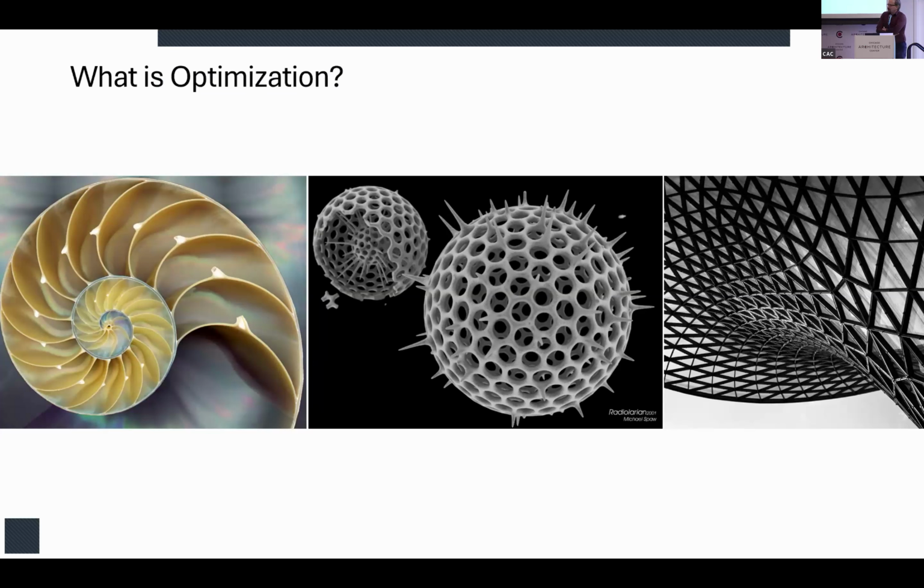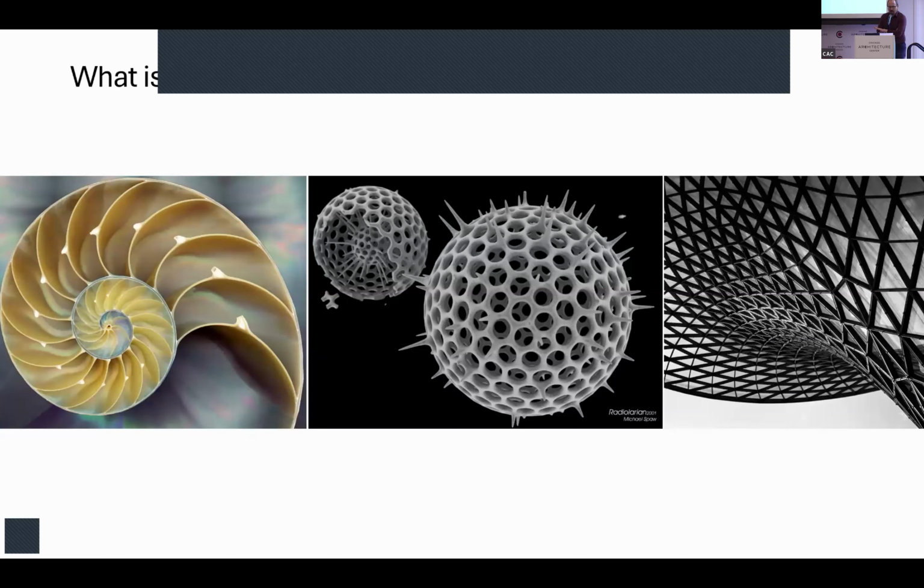And I hope to give you some examples of this. I'm not going to spend a lot of time on a very general introduction, but in the simplest way, optimization is just using the minimum amount of material that you need to achieve your task, right? Nature is very, very good at this. You guys have all heard this before, but it's true.